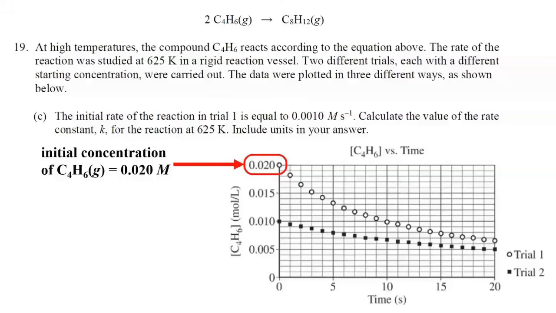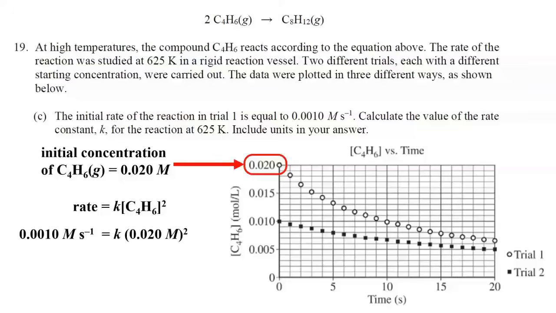The initial concentration for trial 1 is 0.020 moles per liter, as I mentioned earlier in part A. The second order rate law would be rate equals k, the rate constant, times the concentration of C4H6, the reactant, raised to the second power because it's second order. Well, they gave us the rate. We know the initial concentration. Let's plug in those values into the second order rate law and solve for k.